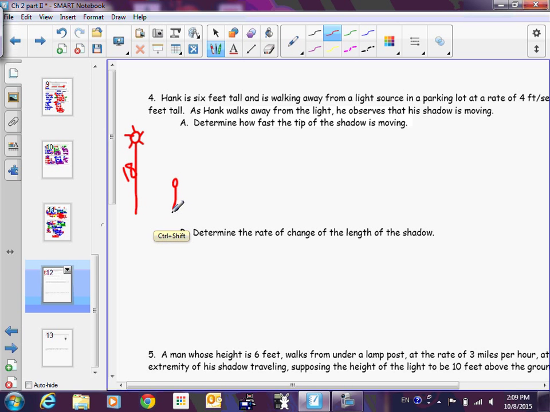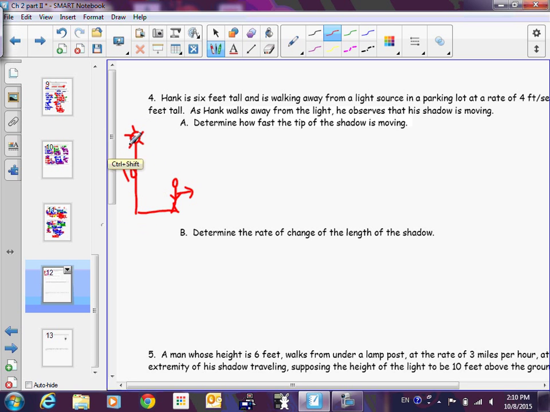And again, you don't have to draw a picture, but Hank is in relation to the light. And it doesn't look like a right triangle yet. Until we get to what happens next. So he's walking away. So I'll put a little arrow. He's walking away from the light source. They tell us how fast that is. We'll put that in our Fuigi in a minute. And he has a shadow.